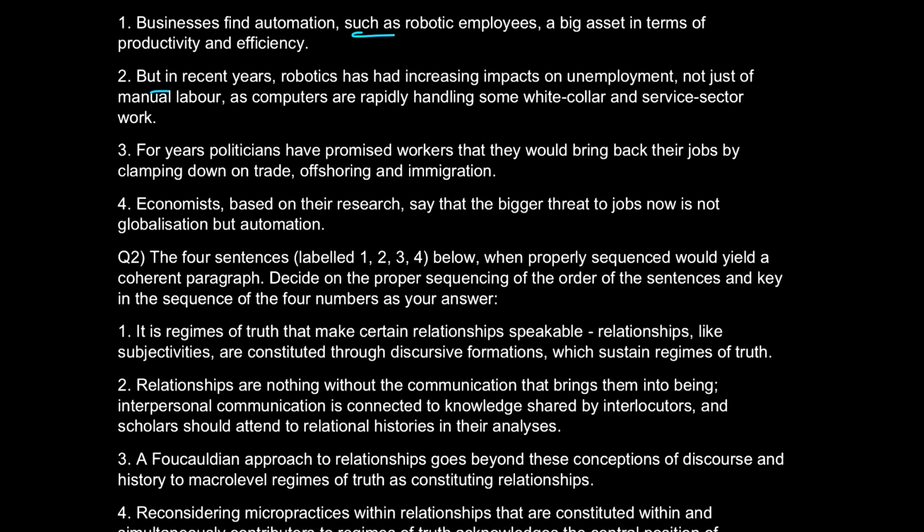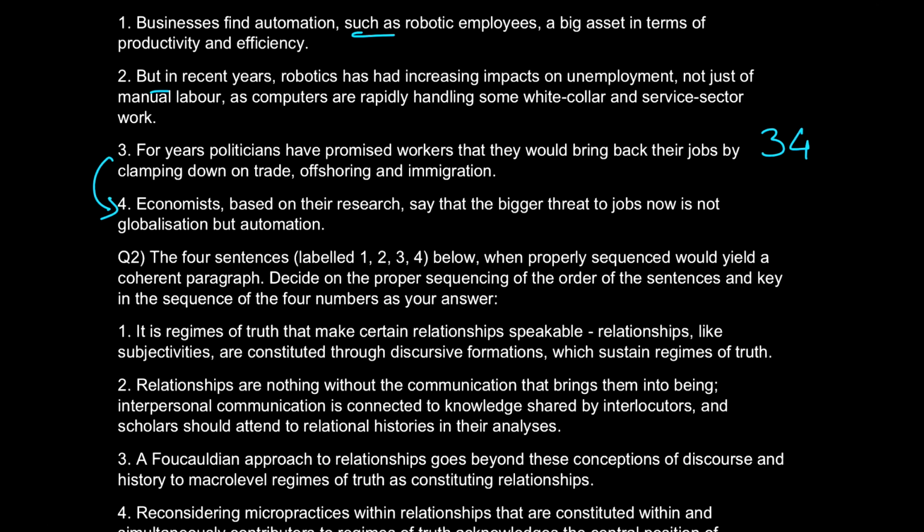So let us get started with number three. For years, the politicians have promised workers that they would bring back their jobs by clamping down on trade, offshoring, and immigration. Along with it, if we read the fourth line, economists, based on their research, say that the bigger threat to jobs now is not globalization but automation. Well, this is very well connected with what we just said, that for years politicians have promised this, but now we have to face new problems. So three and four are pretty connected.